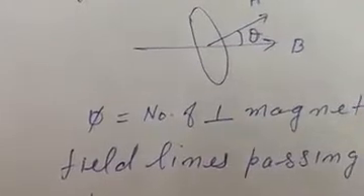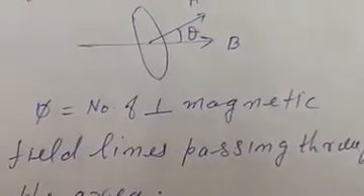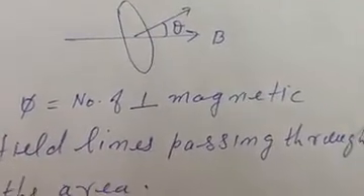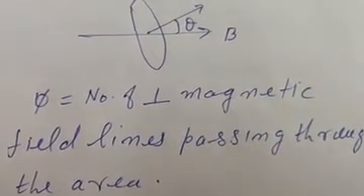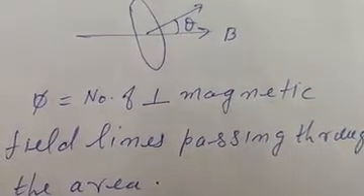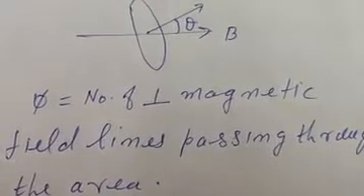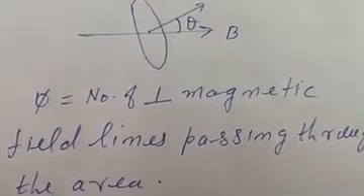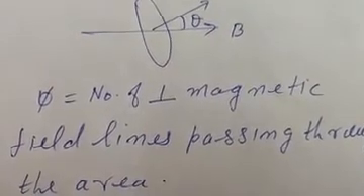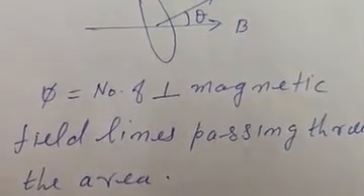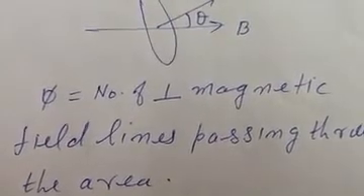What is magnetic flux? It is the number of perpendicular magnetic field lines passing through an area. How many perpendicular magnetic field lines are passing through an area, that will be the magnetic flux through that area. So naturally it is just a number, so it will be a scalar quantity. Electric flux was also a scalar, magnetic flux is also a scalar quantity.